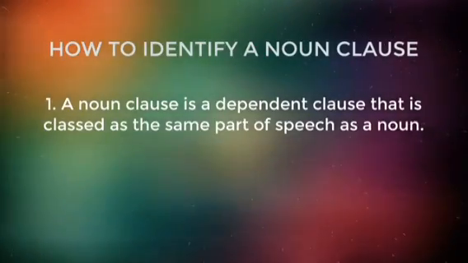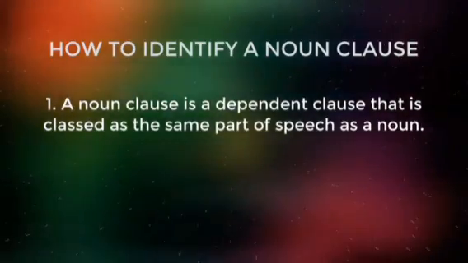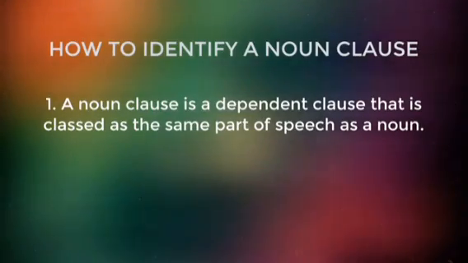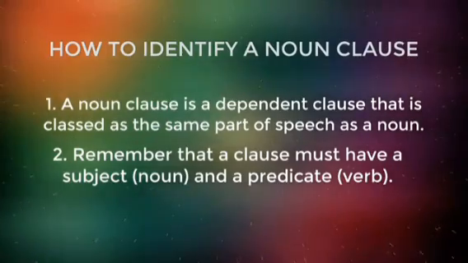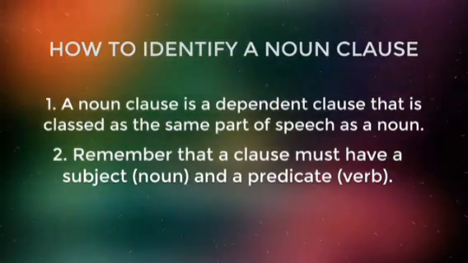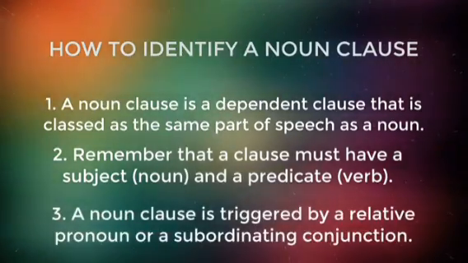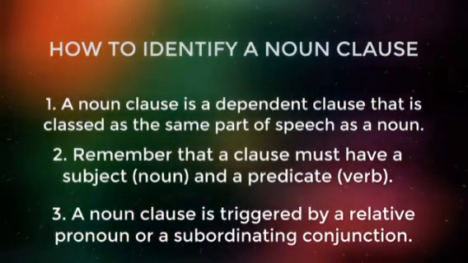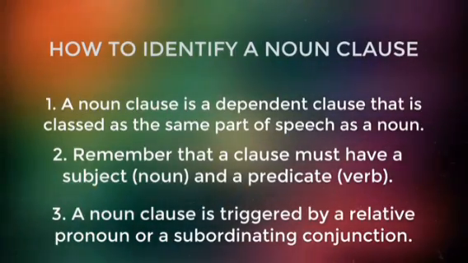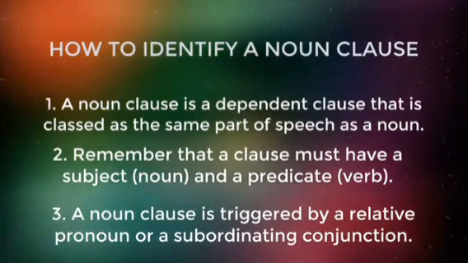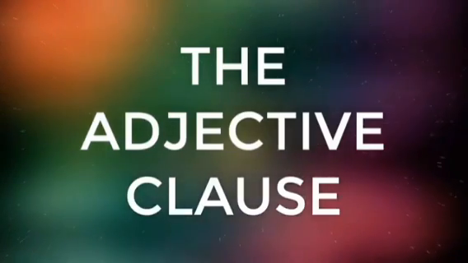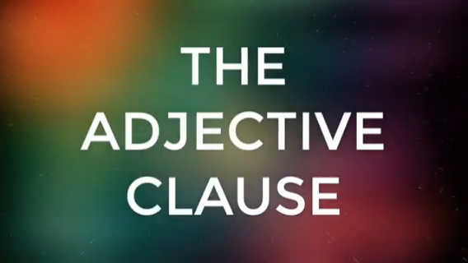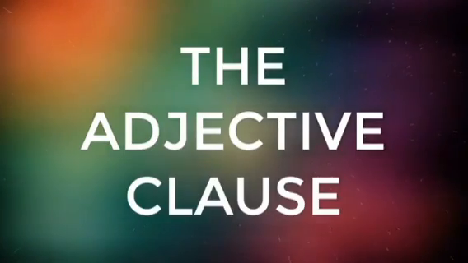Now, how do we identify a noun clause? The first one, a noun clause is a dependent clause that is classed as the same part of speech as a noun. Second, remember that a clause must have a subject or noun and a predicate or verb. A noun clause is triggered by a relative pronoun. That's how we identify a noun clause.